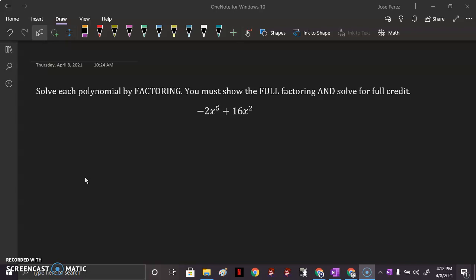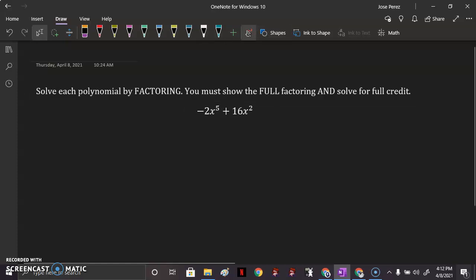So what can we do with this polynomial? Well, don't fear it, number one, but let's get started then. So what can we do? We can take it out. We notice that we can take out something, and that something out of both of these is negative 2x squared. And what we're left with is x cubed minus 8.